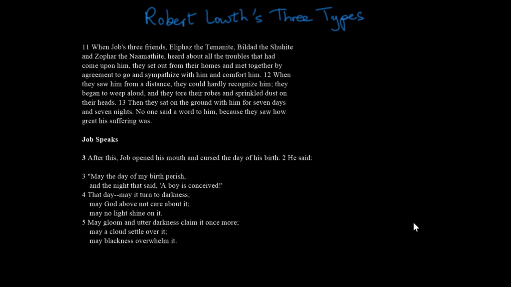A good place to start our study of Hebrew poetry is with the ideas of Robert Lowth, the 18th century Anglican bishop. And Lowth, as we'll see, came up with three types of what he called Hebrew parallelism. But before we get there, I just want to ask a very broad question to get us started, and that's the question, what is poetry in the Bible?